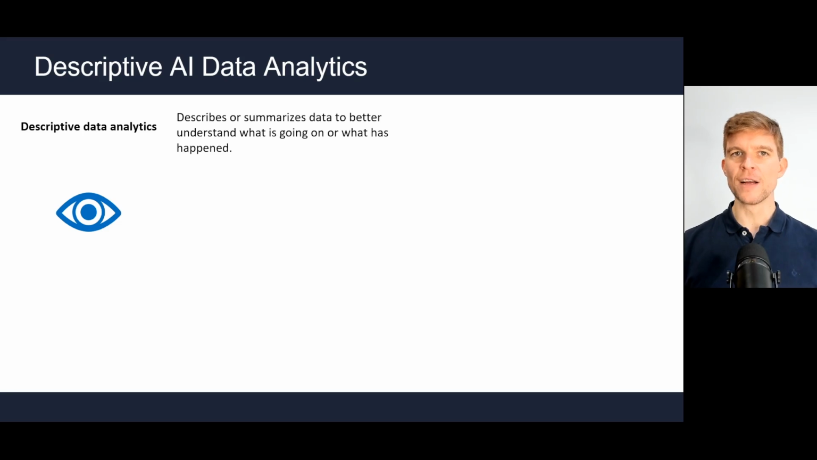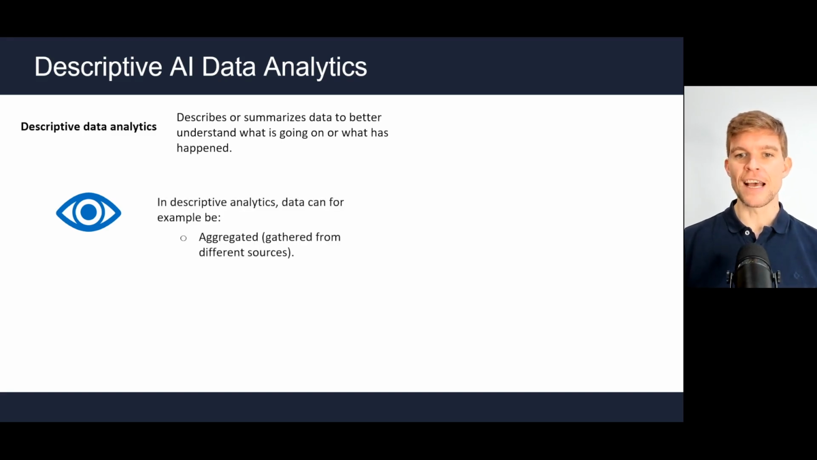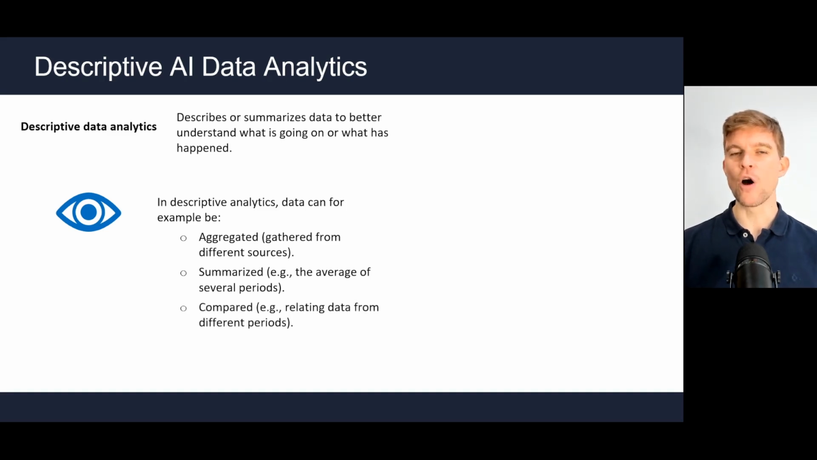This is where our AI is going to summarize data and give us a description of basically what's going on. So we can have things like the AI aggregating data from different sources for us, summarizing data like the average over several different periods, or comparing certain things from related data over different periods. What we're basically getting here is information which describes something.